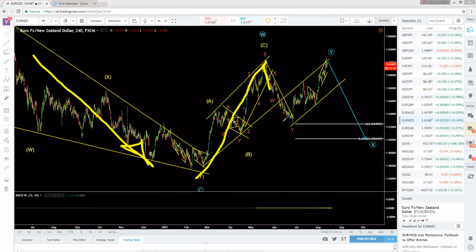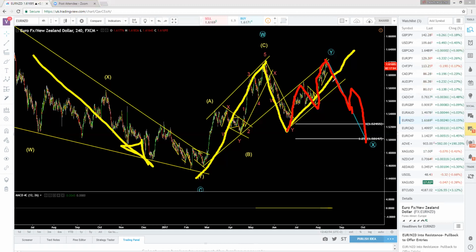W, X, Y. Right, so now what am I anticipating? I'm anticipating that this correction, this one here, will be finished, and then we'll get something like this. I don't know what structure this will be.